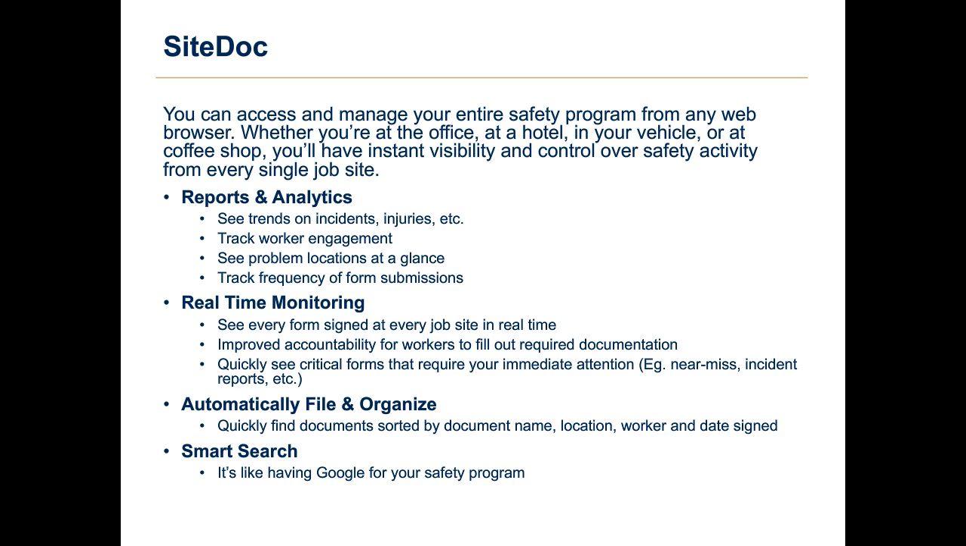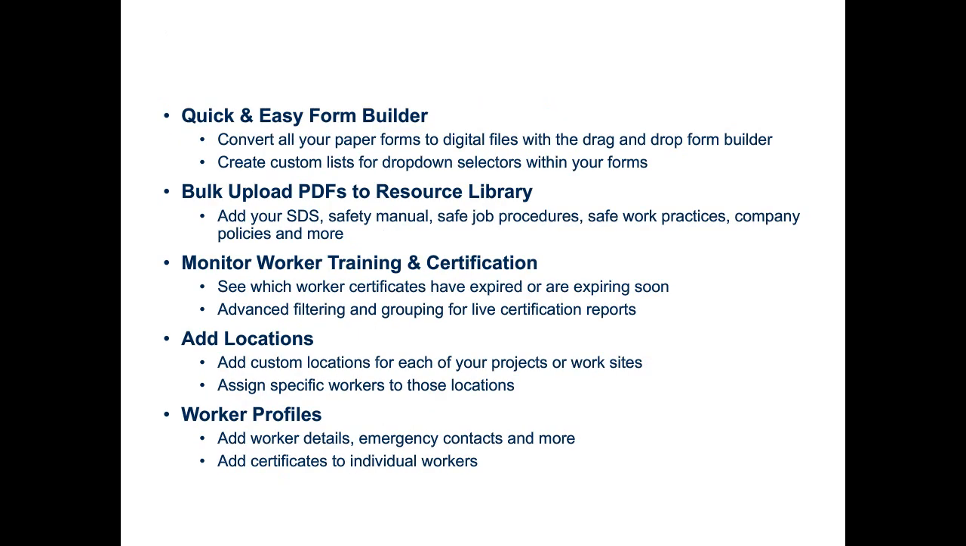Not so much what has transpired, right? But we want to be proactive and not reactive when it comes to identifying analytics. We can see trends on incidents, injuries, etc., which of course is a reactive method. We can track worker engagement. We can see problem locations at a glance. For example, whether we want to call it a dot matrix, using a form where you can place dots over where your incidents are occurring. Of course, where you have the most dots is what you want to focus on. That sort of trend, right? Problem locations at a glance, and then track frequency of form submission. What forms are being submitted?